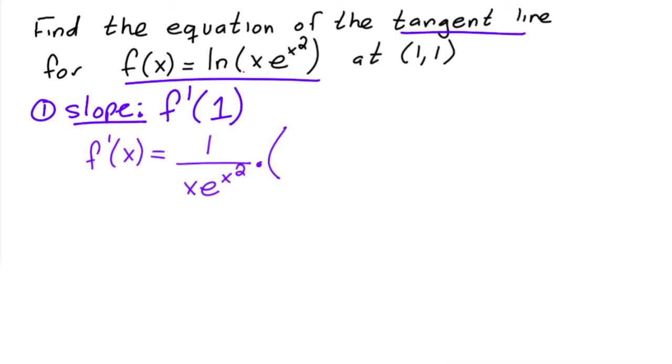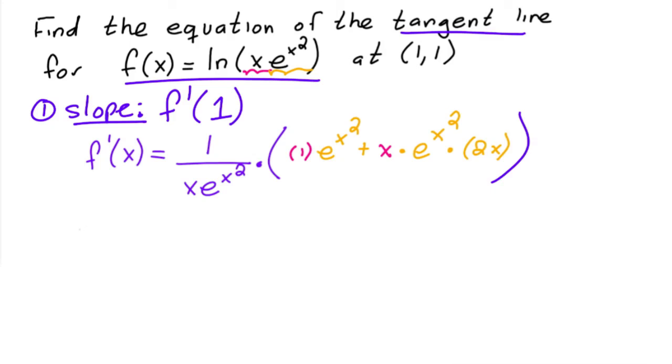Now when I get into the inside, I have to use the product rule. And so then what I have is the derivative of the first, which is 1, times the second, leave it alone, plus the first, leave it alone, times the derivative of the second. Now the derivative of this guy, I have to use a chain rule as well. So that's going to be itself, e to the x squared, times the derivative of its inside, which is 2x. Okay, and then that's the derivative.